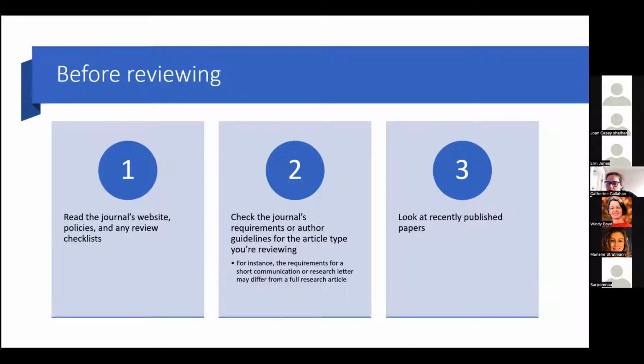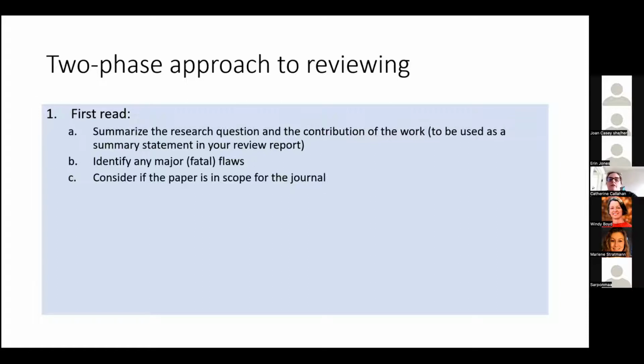EHP has this new research letter format, and something that we've run into a few times is reviewers not understanding the limitations of that format. So we only allow 2 tables or figures and 10 citations, and then we'll get review reports where the reviewers are asking for more tables or figures or supplemental material, which is not allowed for that format. So if you're reviewing an article with a strict format, you should keep that in mind when drafting your review. If you're less familiar with the journal, you can also look at recently published papers to get a better sense of what they publish.